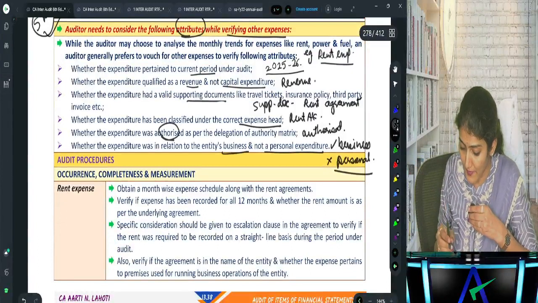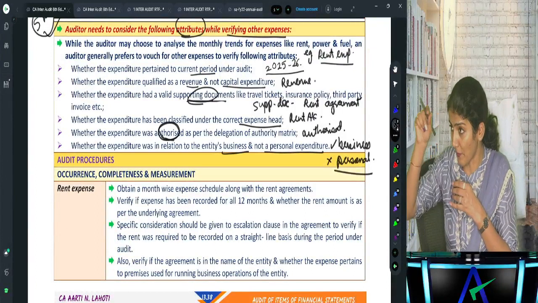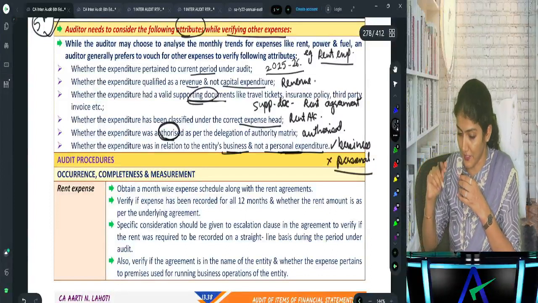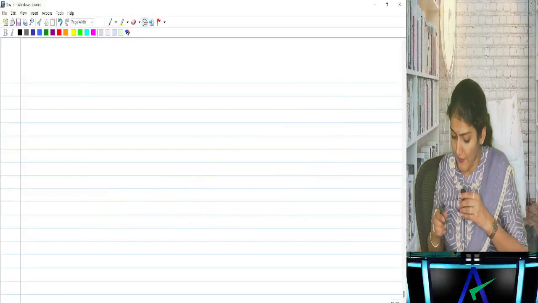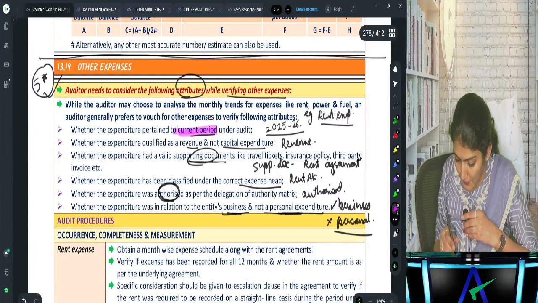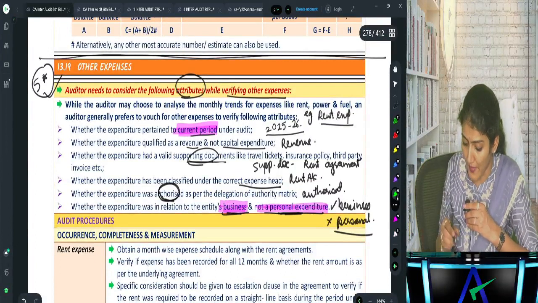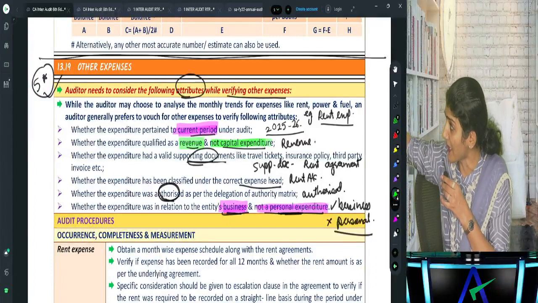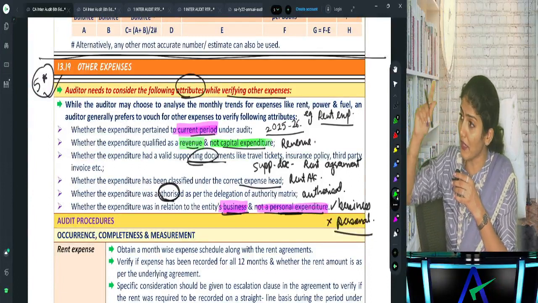Then after that, what does it say? It should be supported by the supporting documents and it should also be authorized, right? And also it should be a business expenditure and not a personal expenditure. Again, this is a question asked in your exams regarding what are the attributes while verifying the other expenses. Number one, it should be related to the current period. Number two, it should be related to the business and not a personal expenditure. Number three, it should be a revenue expenditure and not a capital expenditure.